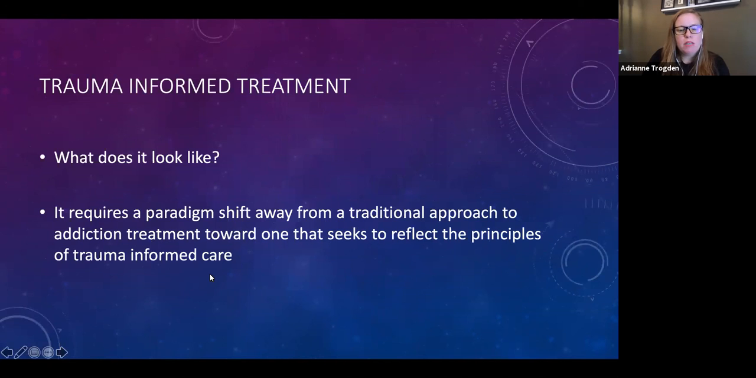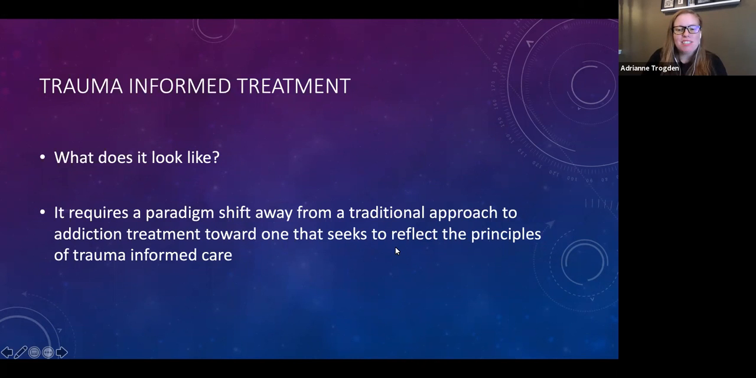Okay, so trauma-informed treatment, kind of everything that we've been talking about on the last slide, it really requires a paradigm shift away from traditional approaches to addiction treatment, kind of those shaming exercises or really aggressive confrontation exercises, and towards one that seeks to reflect principles of trauma-informed care, which really just means taking into account the trauma and the effects of trauma, as well as the addiction and the effects of the addiction. And understanding that trauma impacts the brain.